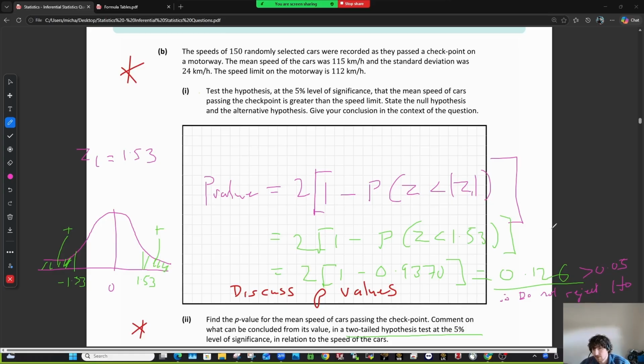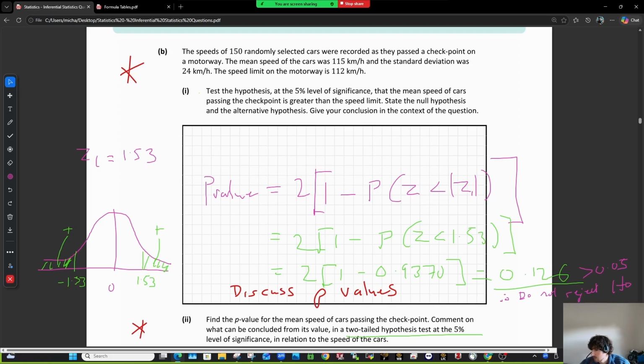So basically, if we were doing 15% level of significance here, we would be rejecting H0 because our p-value was less than it. I've done a long discussion on the p-value stuff before, so hopefully people are good with that. So find the p-value and comment on what can be concluded from it in a two-tailed test. Again, the conclusion is we do not reject H0, as in the average speed of the cars is not different from the speed limit. There's no difference, because we're not rejecting H0 here based on the p-value. Hopefully that makes sense.